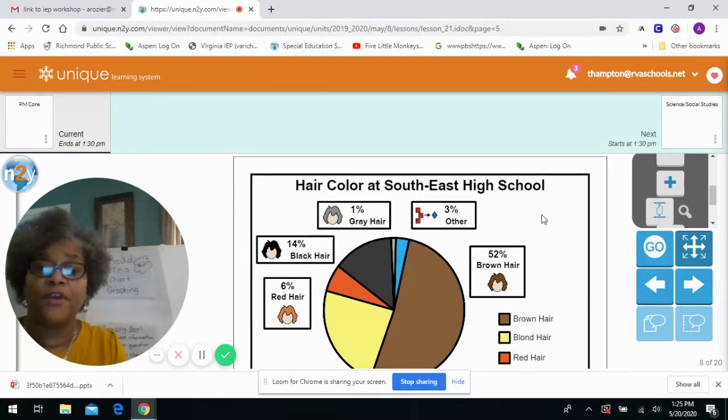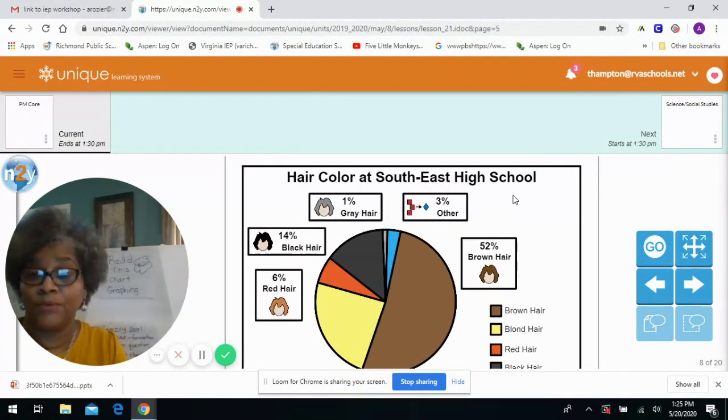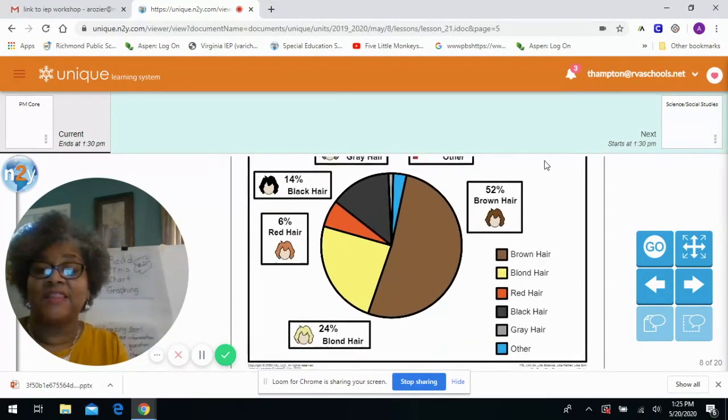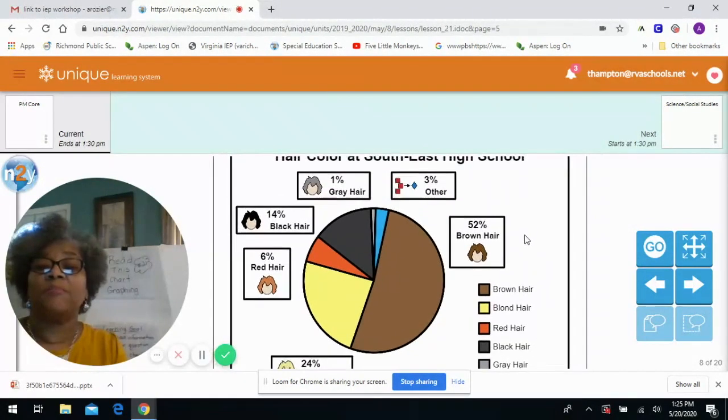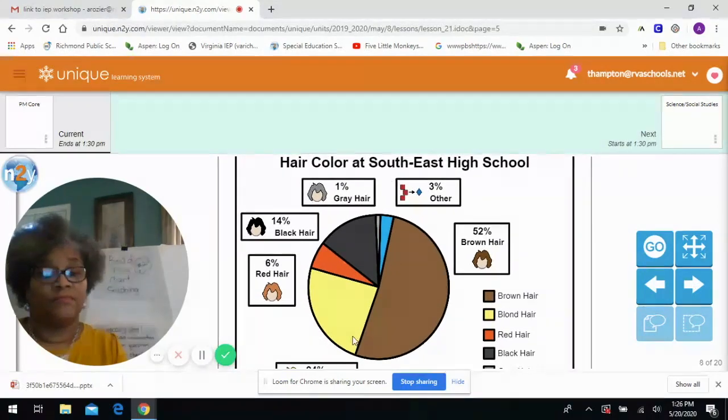Now, in a graph, you're going to have a title. This is the title, Hair Color at Southeast High School. And then you're going to have a key. You have brown hair, blonde hair, red hair, black hair, gray hair, and other. Now, see, this is a pie graph, and it's cut into pieces. And look at it. The more color you see of something, that's the most. So we have more of what? We have more brown hair, excuse me, brown colored hair.